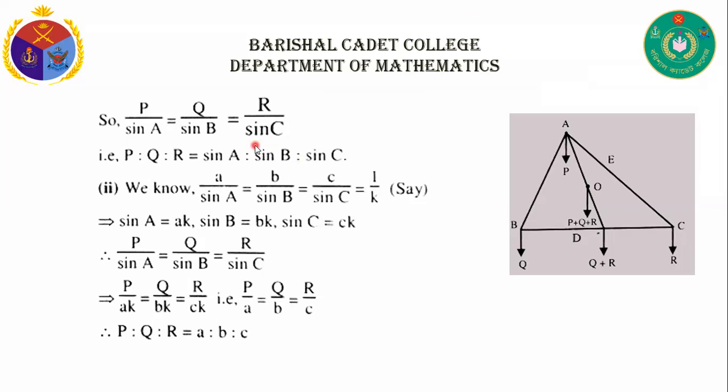We know from the sine rule that a by sine A equal to b by sine B equal to c by sine C equal to 1 by k. So we can write sine A equal to ak, sine B equal to bk, sine C equal to ck. Putting in these values and eliminating k, the ratio is P by a equal to Q by b equal to R by c. That is P is to Q is to R equal to a is to b is to c.